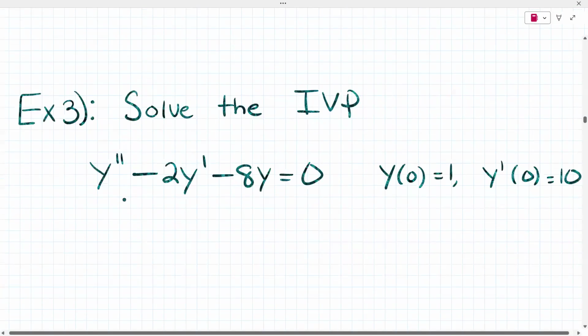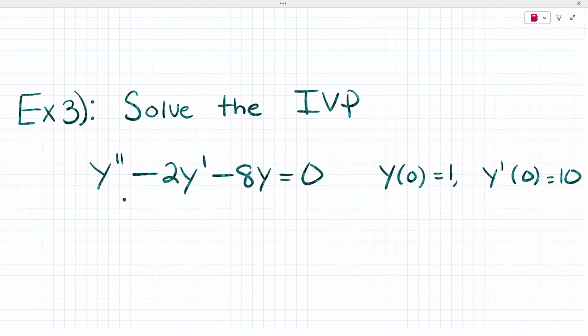Example 3, solve the initial value problem y double prime minus 2y prime minus 8y equals 0. This time we have two initial conditions. We have y of 0 equals 1, or a coordinate of (0, 1), and then y prime of 0 equals 10. So we're going to use that to find your C1 and C2.